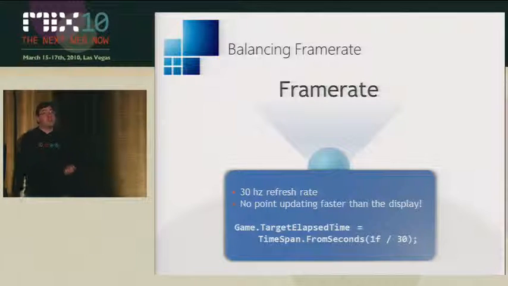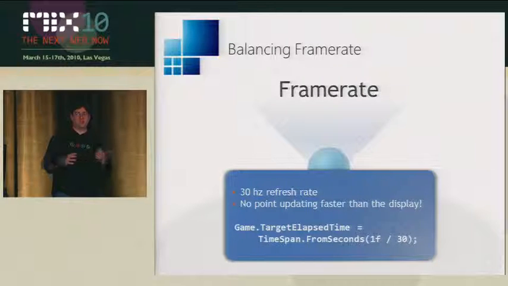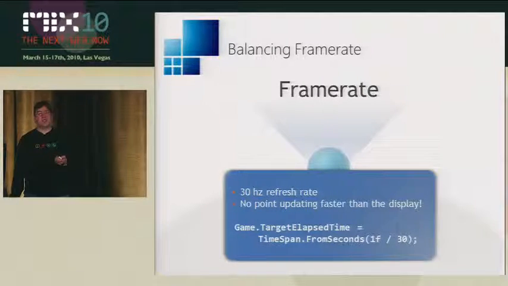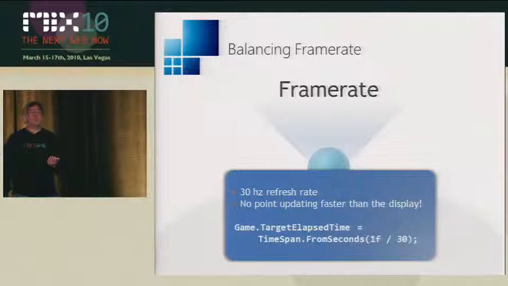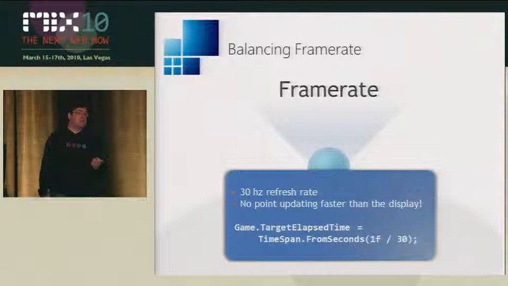You can render faster than that if you want to, but it's completely pointless because the screen won't keep up and you're just rendering data that's never going to make it to the user. You specify this by setting the game.targetElapsedTime property, like I'm showing there. You can set that to something lower than 30 hertz if you want. There's times when that may make sense.